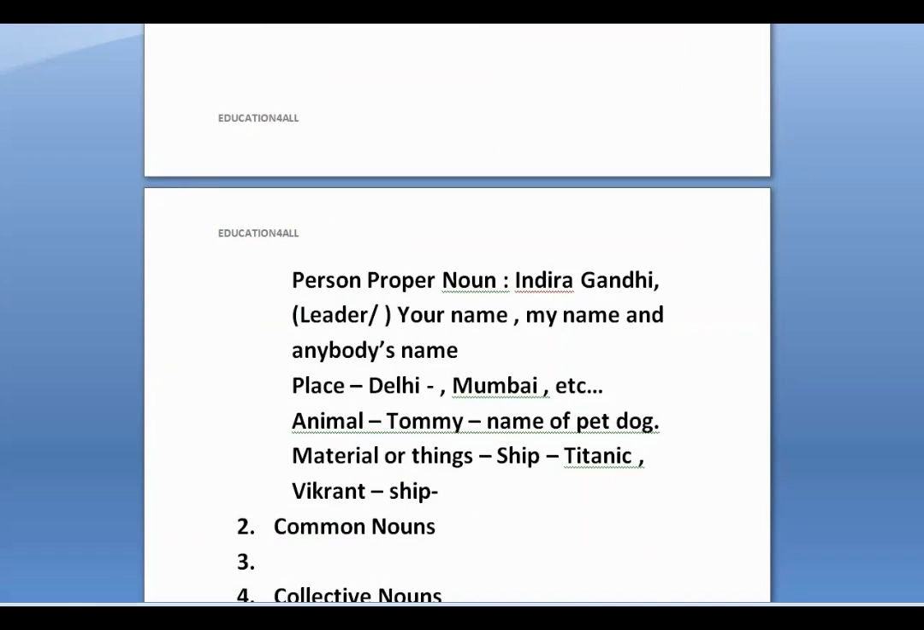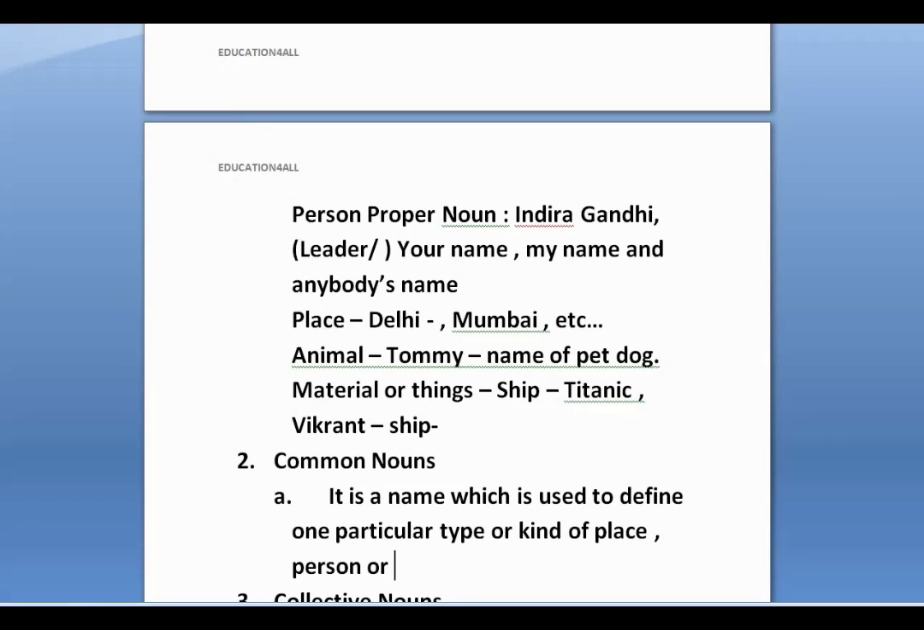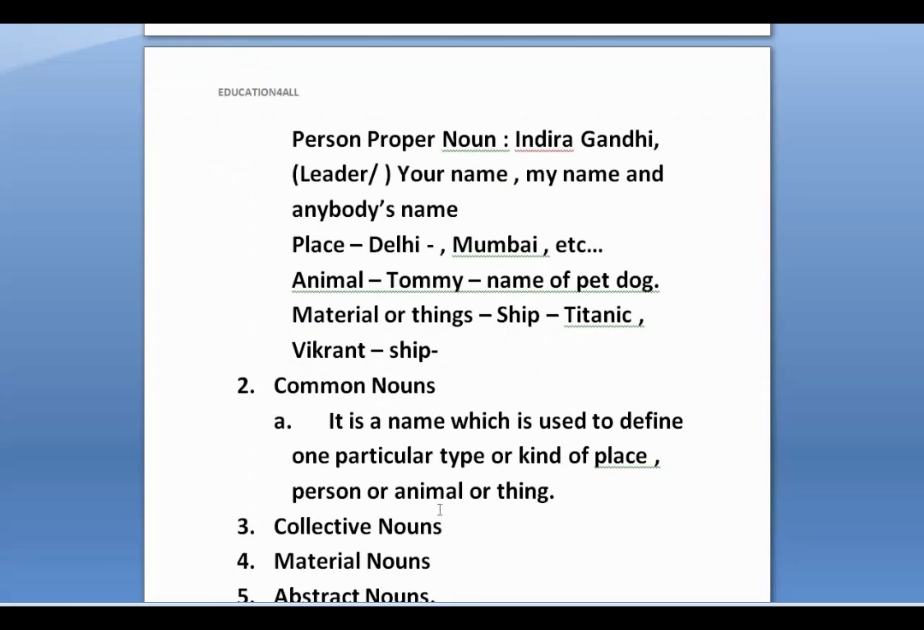So moving to the next kind, common noun. Basically, if we define common noun, then we can say it is a name which is used to define one particular type, or we can say kind, of a place, person, animal or thing. So what we have defined here is that common noun is a name used to define one particular type or kind of a place, person, animal or a thing.